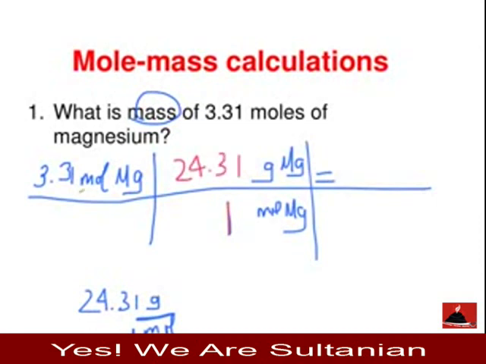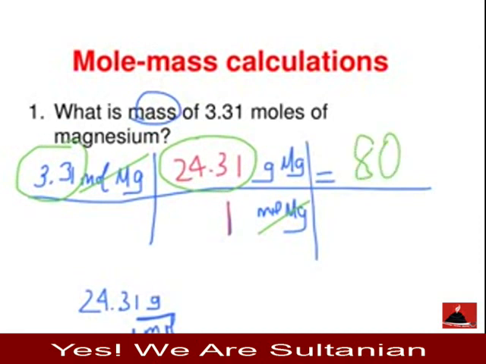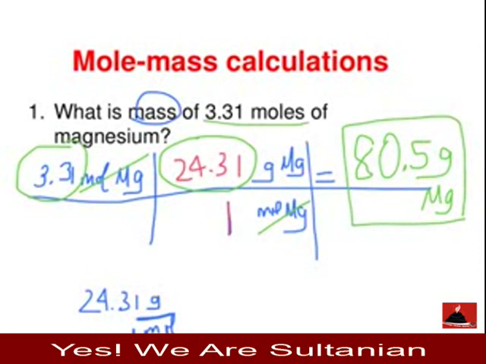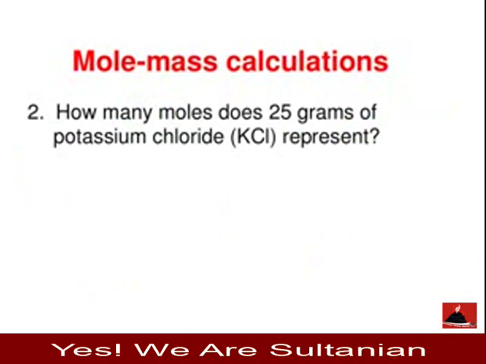So this says that according to my math now, I need to multiply 3.31 times 24.31, and that will tell me the number of grams I need. The answer to this is about 80.5 grams of magnesium, and that's my answer here. So if I want this many moles of magnesium, I just need to weigh out 80.5 grams on a scale.